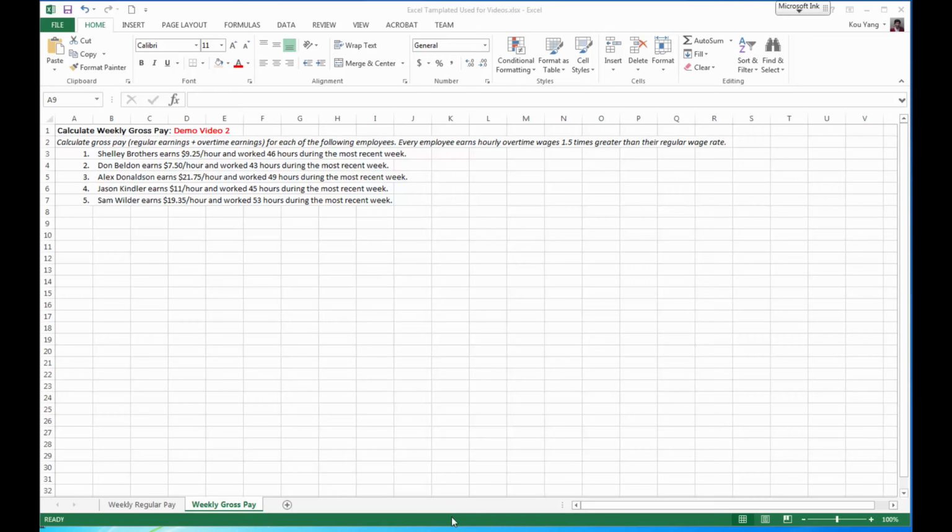What I have here, which is also attached in the Learning Plan 2 folder for the demonstration videos, is the detail that I'm going to be using for my demonstration. For the first one, we're going to jump into it. We're going to calculate gross pay, regular earnings plus overtime earnings, for each of the following employees. Every employee earns an hourly overtime wage of 1.5 times greater than their regular wage rate.